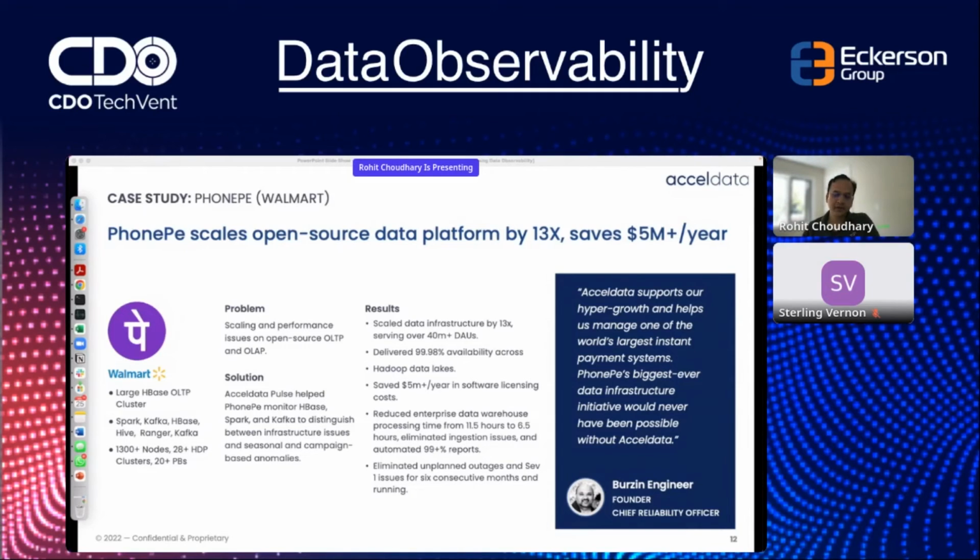So the effect of data observability, first and foremost, is that they have stability across all of these different varieties of systems that they run. And it's really important at their scale, because an hour of outage would literally mean losing about $100 million in transactions. And therefore, it's fairly important for them. So that was the use case that I wanted to cover with you today.